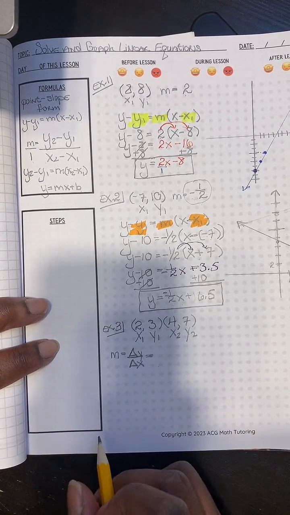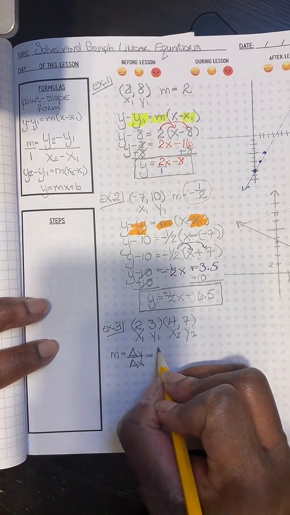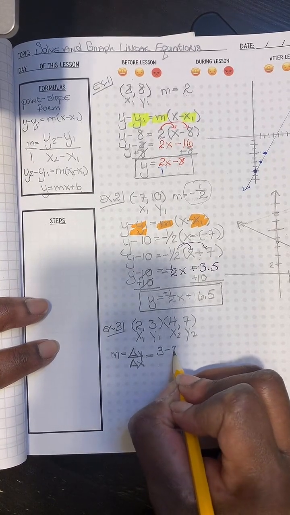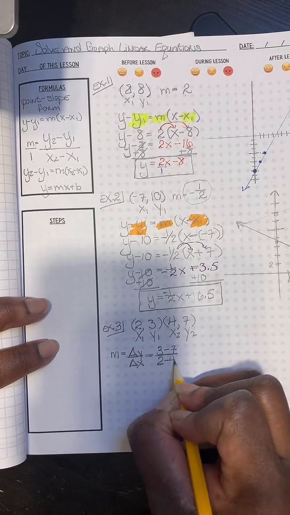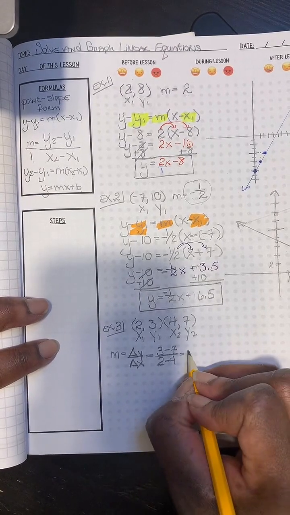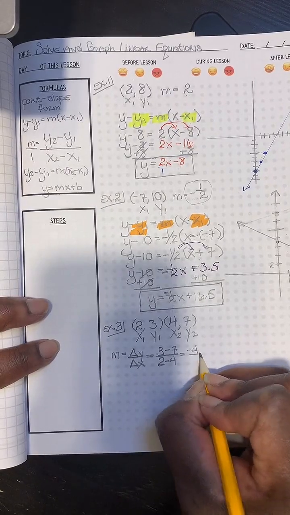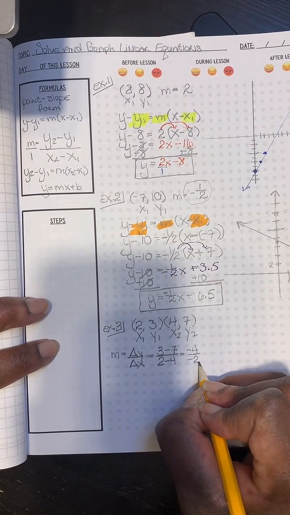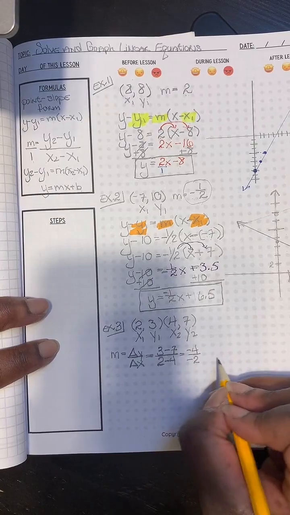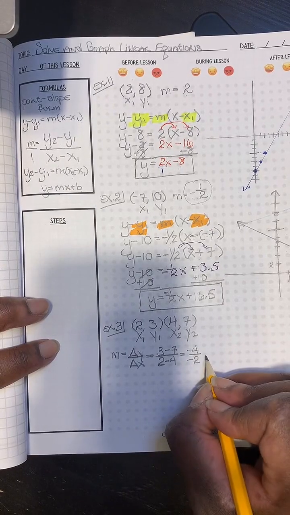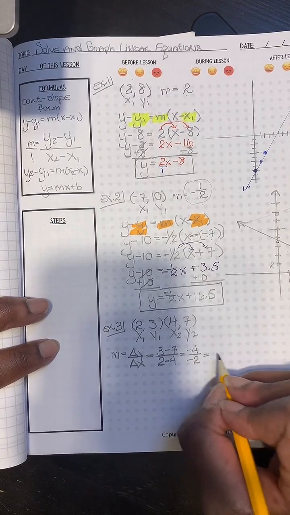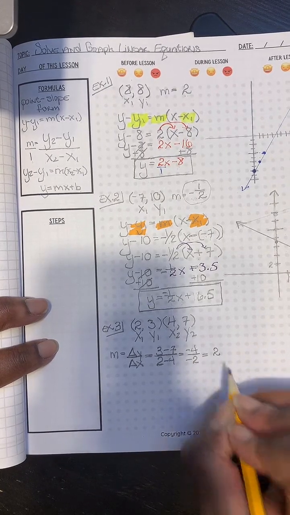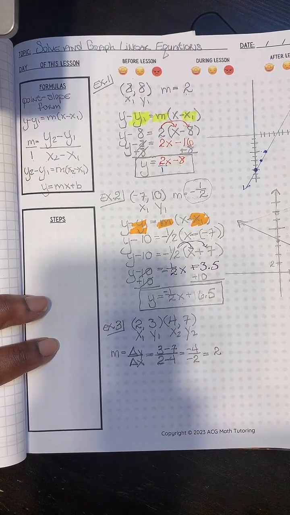Always keep with the same pattern. So if you want to do 3 minus 7 and then 2 minus 4, you can do that. This will give you a negative 4. This will give you a negative 2. And a negative divided by a negative, when the signs are the same, your answer is always going to be positive. And then 4 over 2, that'll give me a slope of 2.